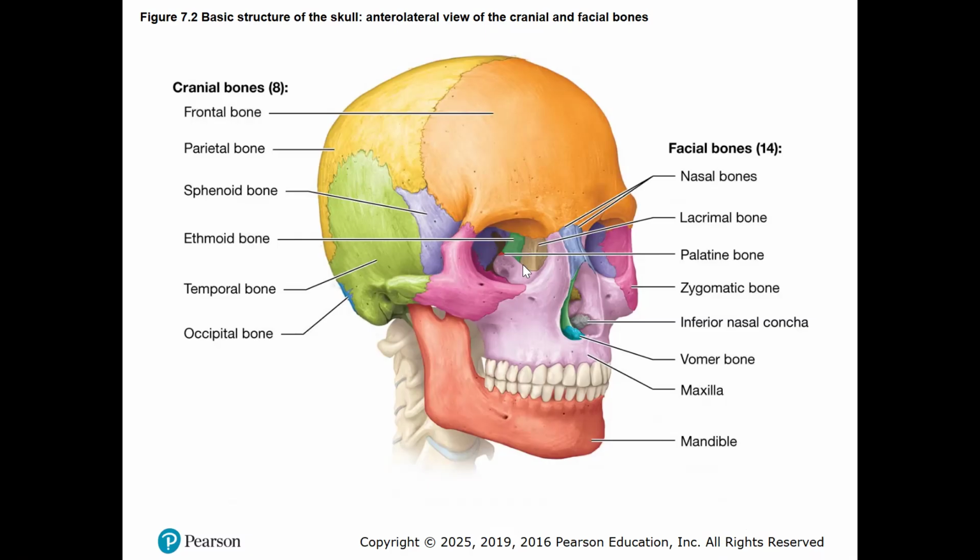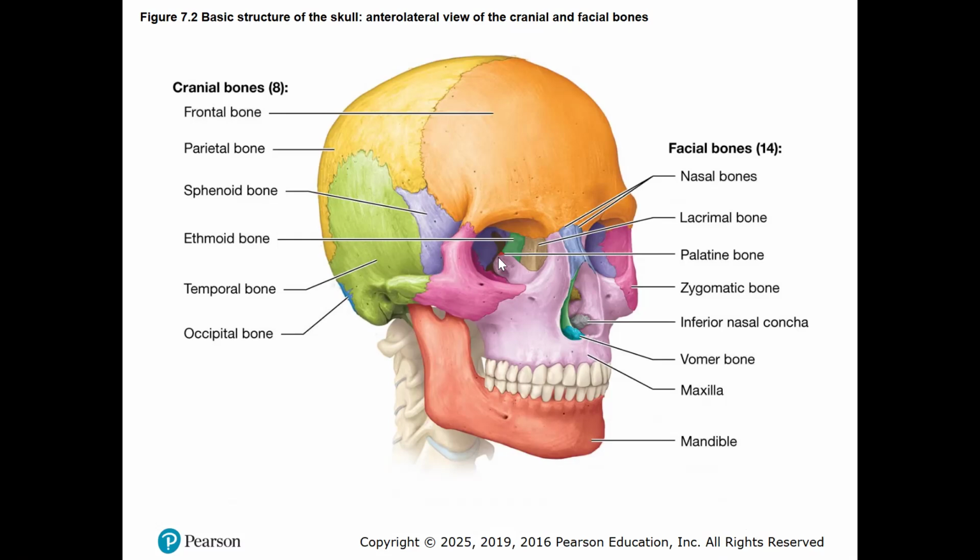When we look at the special senses, I think that's our last chapter that we're going to cover this semester, we'll look at that again and look at the internal structures of the eye orbit, the eye globe, and how that lacrimal bone allows passageway for tear drainage. And then, of course, your zygomatic bones here, your cheek bones, that form the zygomatic arch here.